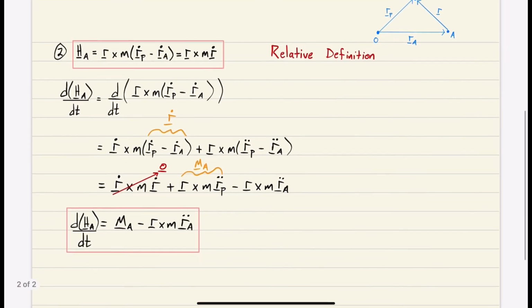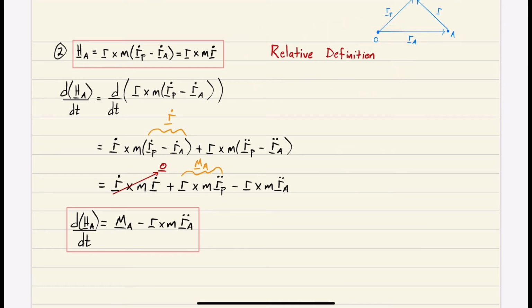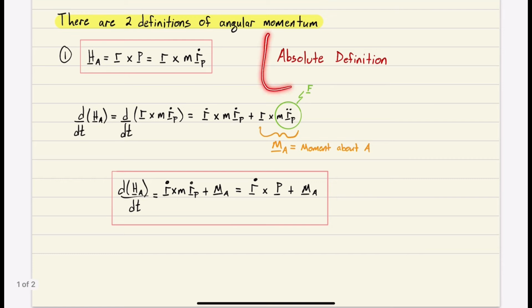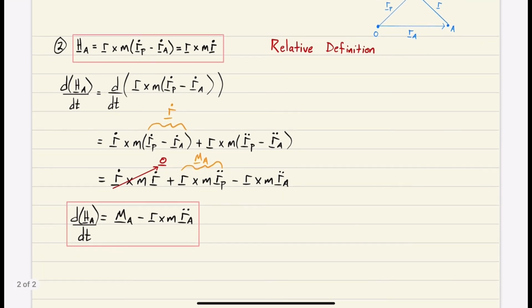All right, the second definition is this relative definition. The relative definition and the absolute definition are both going to give you the correct answer. They're going to be the same thing, but sometimes it's beneficial to use one over the other. It could be less steps. Usually I just use this absolute definition. I think it's a little easier. But for completeness, I'm going to go over this relative definition.